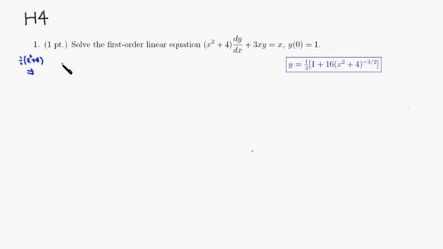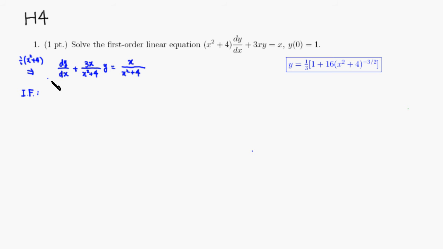Alright, so we get dy over dx plus 3x over x squared plus 4 times y is equal to x over x squared plus 4. Right?